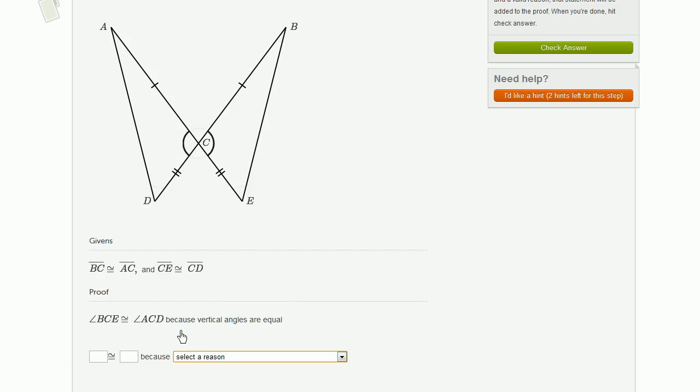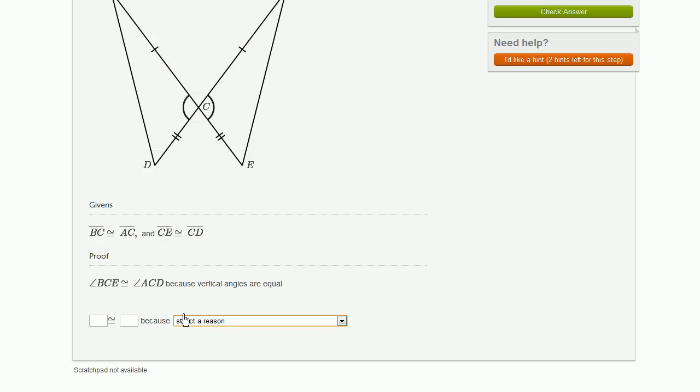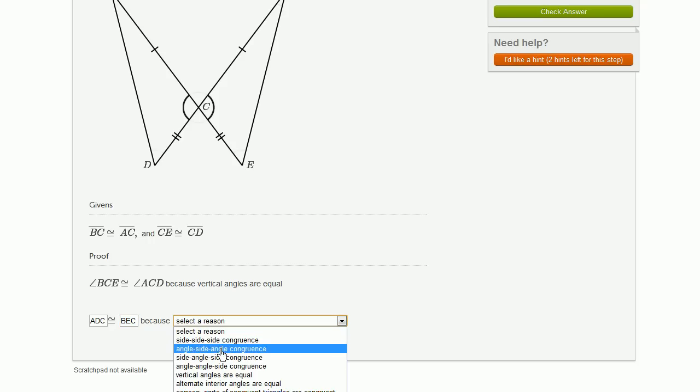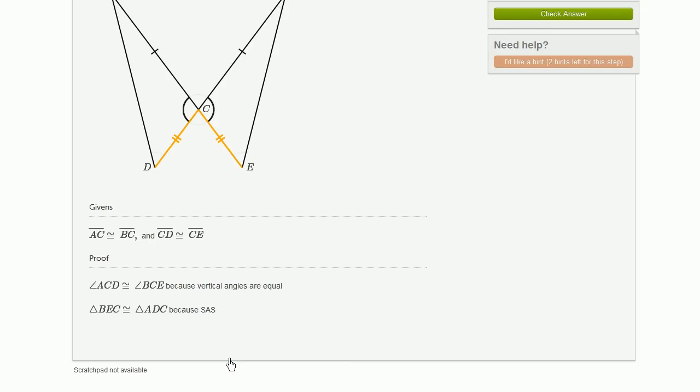Fair enough, and there you go. It added the angle symbols for us. And now, I think that's enough information to say that they are congruent. We can now say that triangle ADC is congruent to triangle BEC. And we know that because we have a side, an angle, and a side. So by side, angle, side congruence.